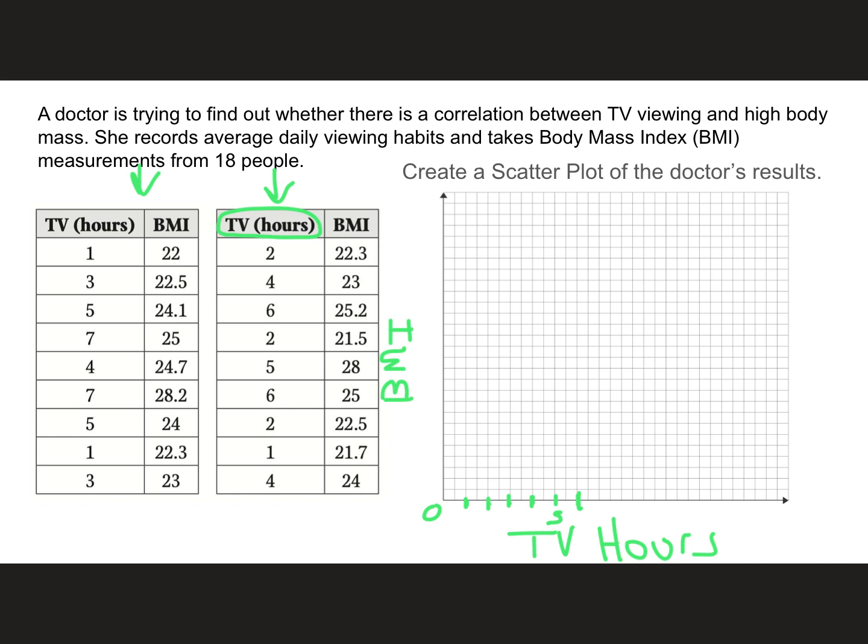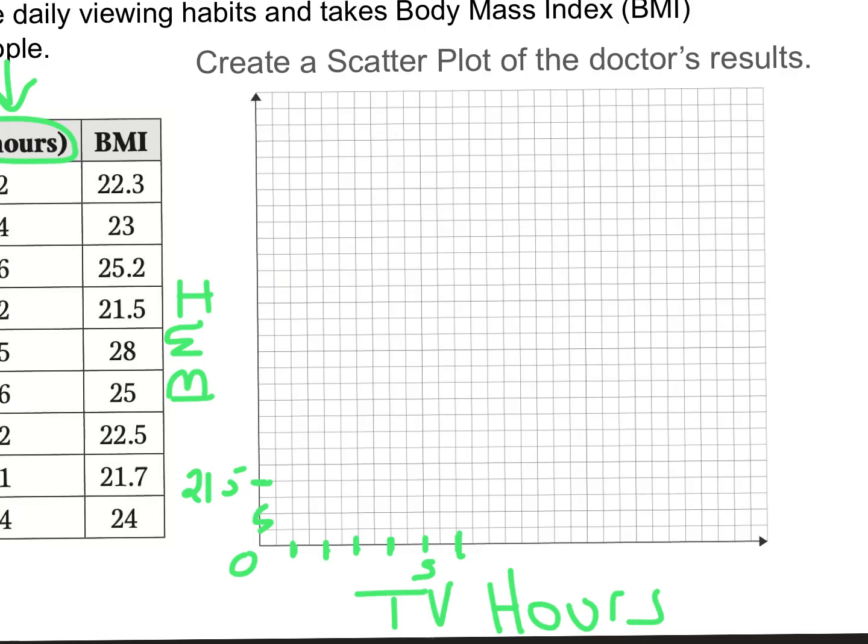BMI, I can see that the highest number I need to get to is 28.2. So I'm going to do a break in this because I also have my lowest number looks like it is 21.5, I lied. So I'm going to make this 21.5. And then I'm going to make, for every 3 of these, I can make this equal. This will be 22.5.